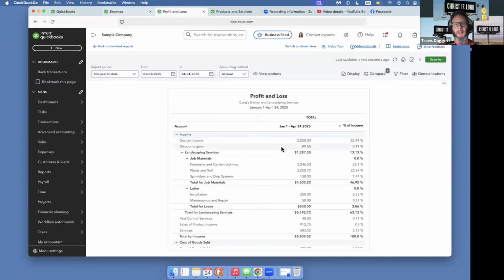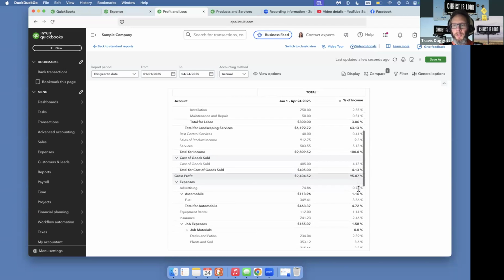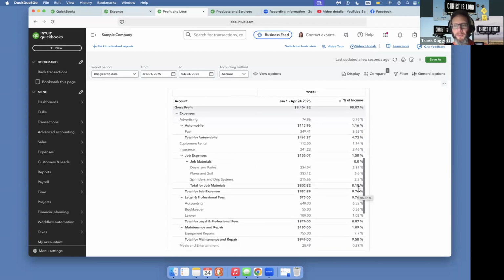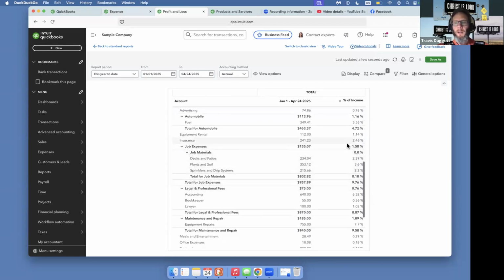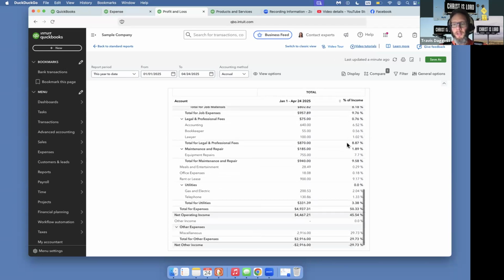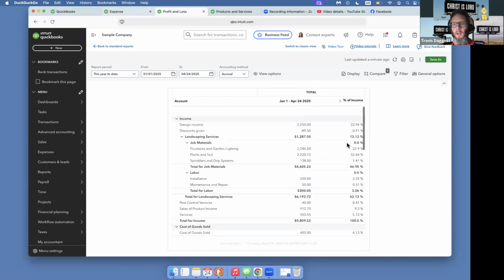You might be familiar with that, and that can be helpful. So you can look at a certain type of income. So your design income, what percentage of your total income did design income account or make up? And you can go down there. You can also look at your expenses and what percentage of your income do the expenses make up?